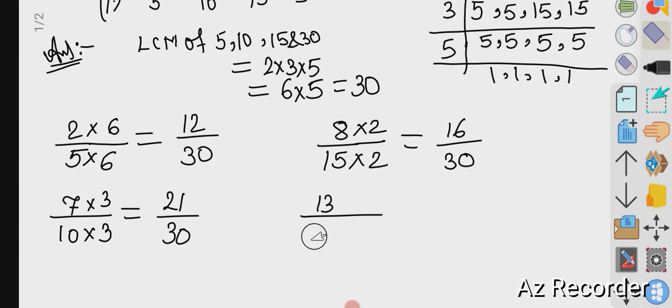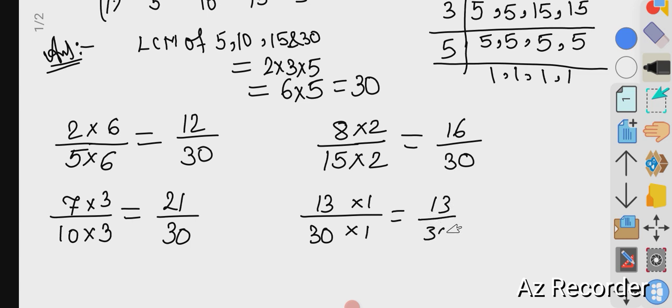13 upon 30. Here we don't have to do anything, we just show that we multiplied by 1, because the denominator is already 30. Now you can clearly see this number also has denominator 30. All the numbers have denominator 30.